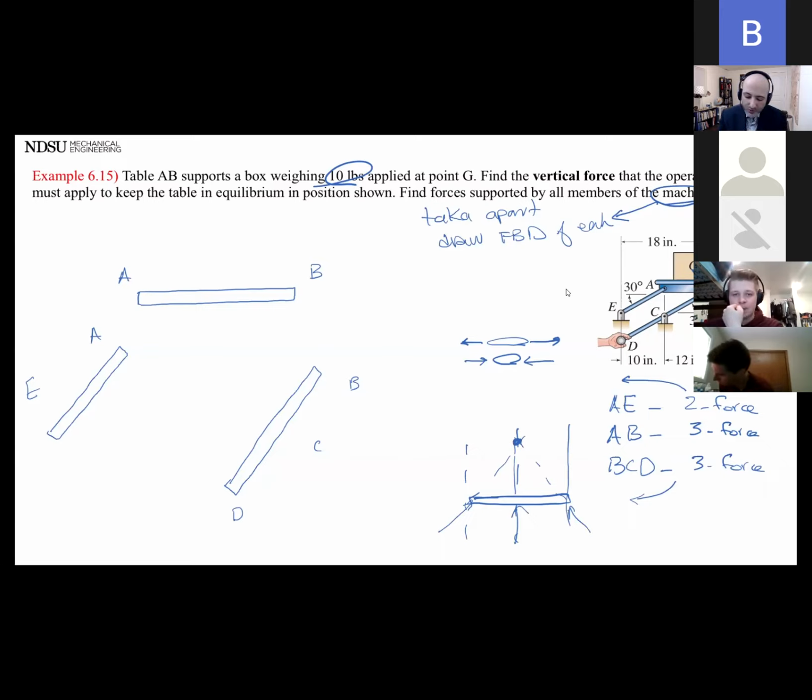So you have to be mindful of that when doing 3-force members and 2-force members. Okay, 2-force member, it's always easier for me to start with a 2-force member when I want to put forces on there. I'm going to put A, E over here. I'm going to put AE over here. And then I'm going to put AE over here.